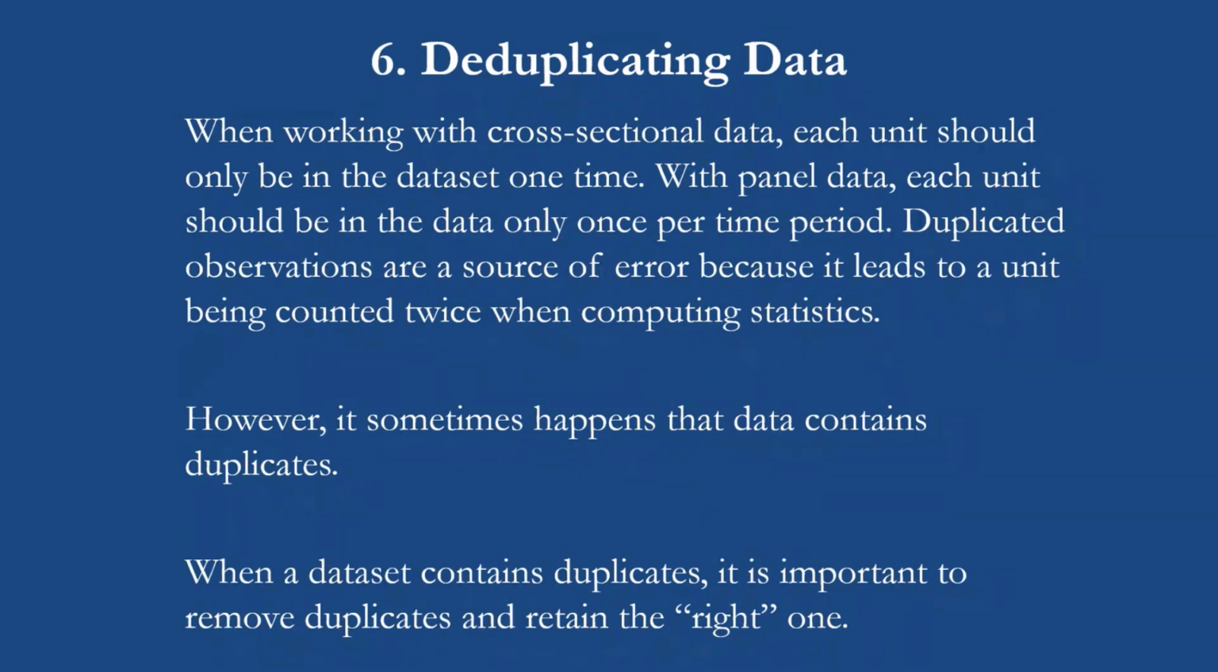Another thing that you might have to do is what we call deduplicating the data. This goes back to there being different kinds of data, cross-sectional data and panel data. Especially when you're working with cross-sectional data, each unit should only be in your data set one time. So let's say you've administered a survey, and you've got a spreadsheet that you pulled from Qualtrics or something like that. You only want a respondent or a person to be in your data set one time.